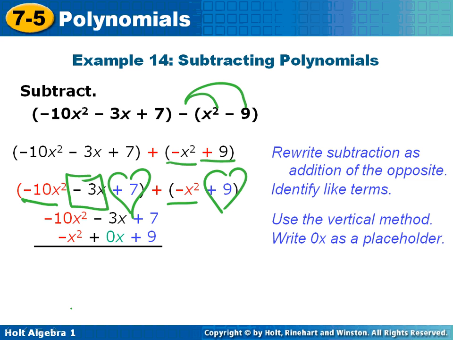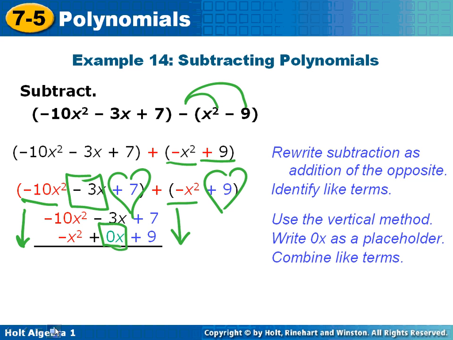The part that you would do in your head. I put this in here because I wanted to show you. You can also add this vertically going down. It kind of looks like elimination. But notice the 10x squared and the negative 1x squared are lined up. The 7 and the 9 are like terms, so those are lined up. But the 3x is, I have to put a little placeholder here for the 0x because I can't put the 9 underneath the 3x. That's called using vertical addition.